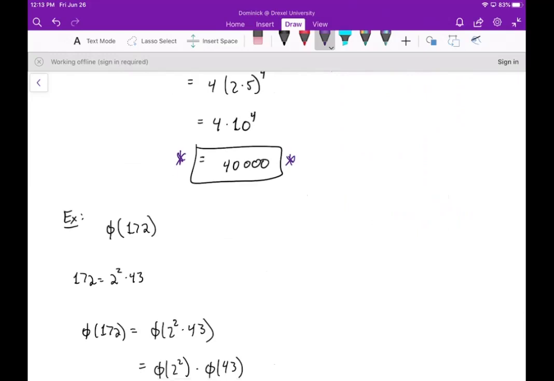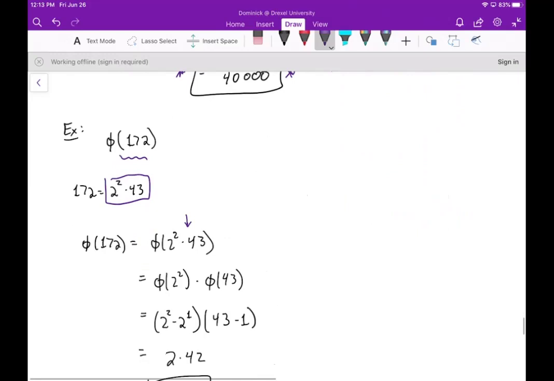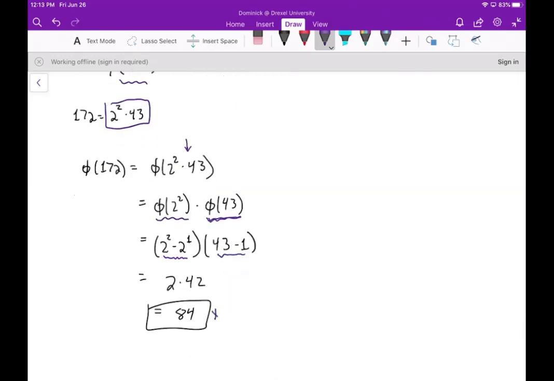Okay, now let's do the same for phi of 172, given that the prime factorization of 172 is 2 squared times 43. Well, we'll break it into, of course, 2 squared times 43. And then since 2 squared and 43 are relatively prime, we can separate them. Now phi of a prime to a power is 2 squared minus 2 to the 1st. And if we just have phi of a prime, it's just that prime minus 1. So we get 2 times 42. So there are 84 numbers that are smaller than 172 that are relatively prime to it.